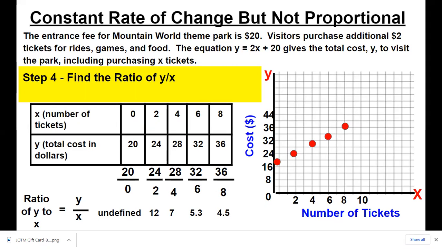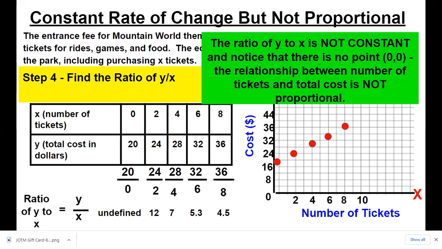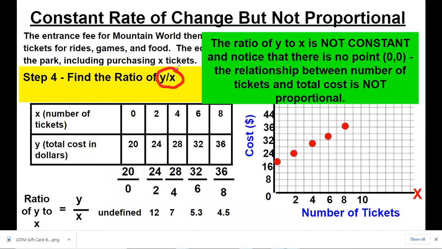You can use your calculators to make sure that that's correct, but I won't do that on the video here. So the ratio of y to x is not constant. It's not the same. And there is no point 0, 0 on our graph. The relationship between the number of tickets and total cost is not proportional. So this y over x is for determining if it's proportional or not. The change in y over the change in x is the slope. They're different things. Notice how our graph does not go through this point right here, this 0, 0 point.